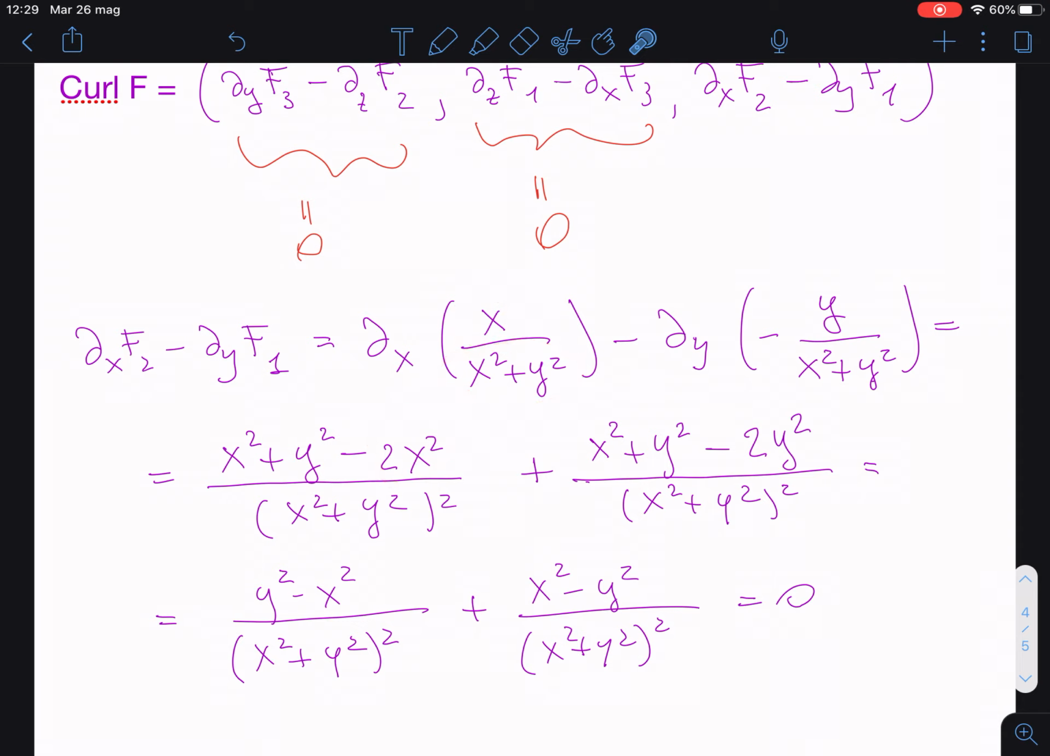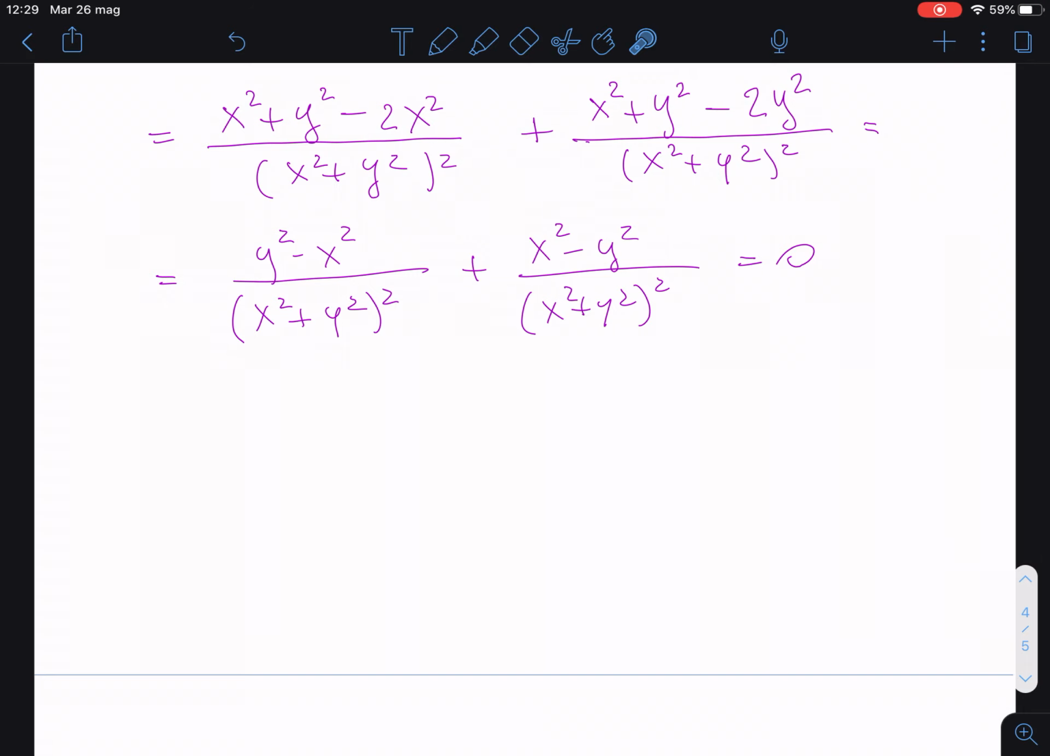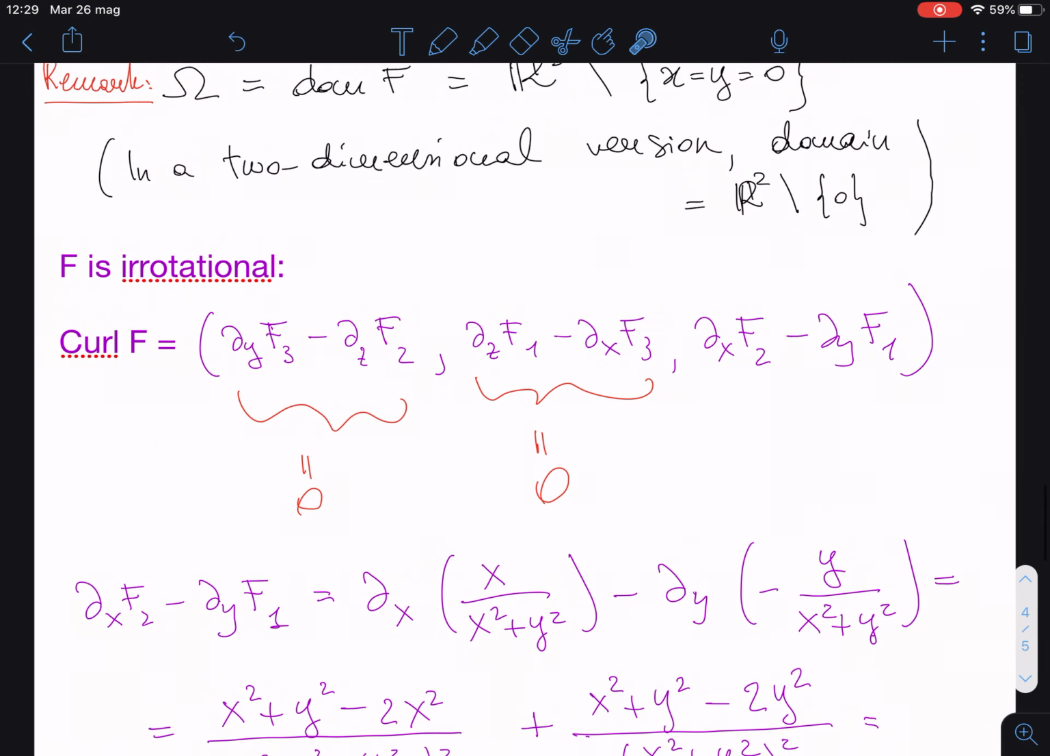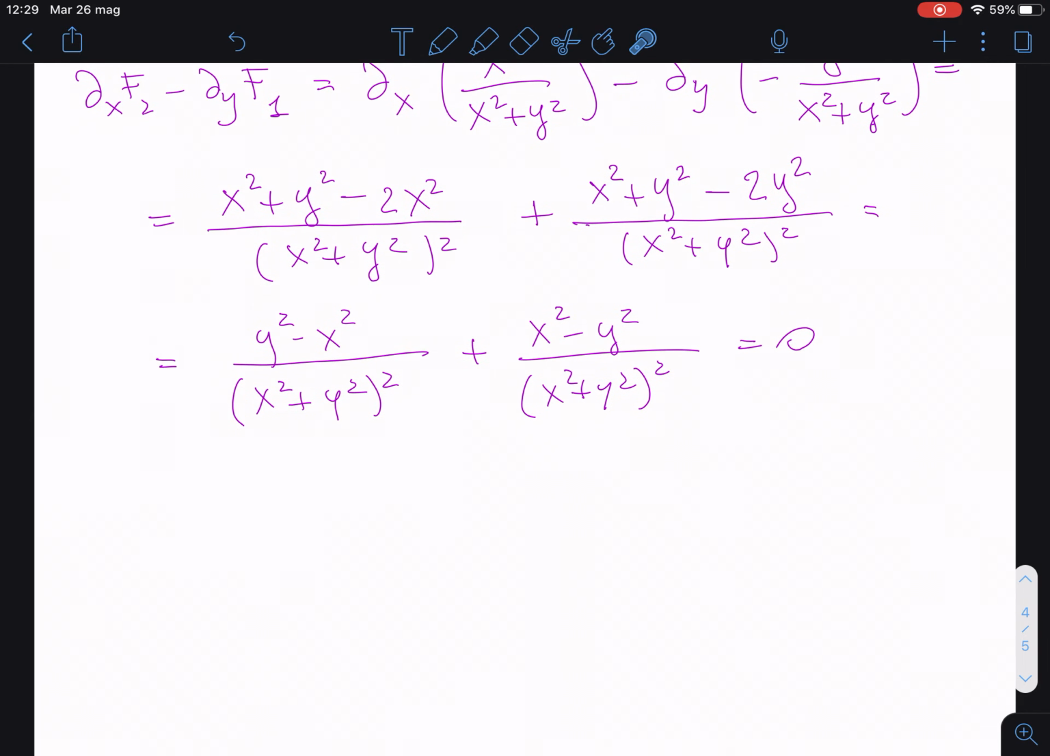Okay? So we put terms in order and we get y squared minus x squared. Analogously, what we get from the second term is x squared minus y squared. And so it is clear that everything cancels. And this is equal to 0. So this field is irrotational. Okay?